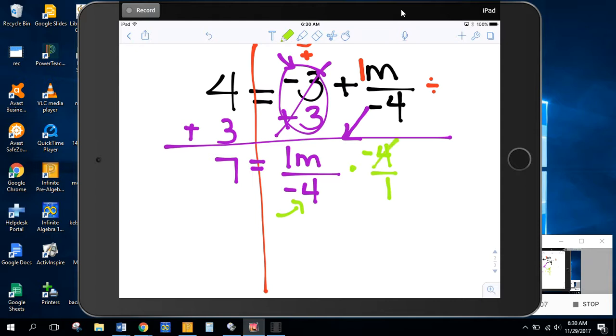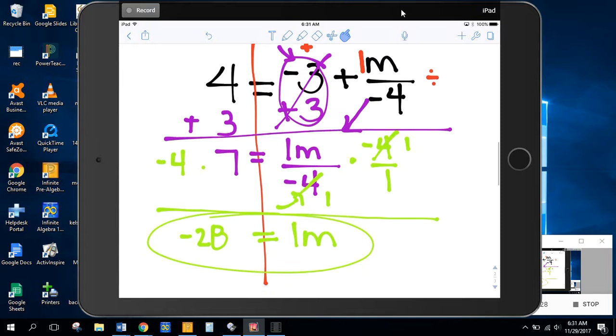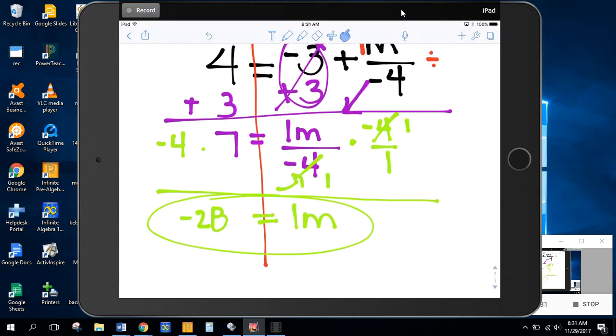So these cancel, become 1s. Both are positive 1s because a negative times a negative is a positive. And I also have to do that to the other side, the exact same thing to the other side. So now on this side, I'm left with negative 28 equals 1m. So that would be our final answer, but because I haven't provided you guys with answers on the back, you now need to plug this back in to see if we're right.